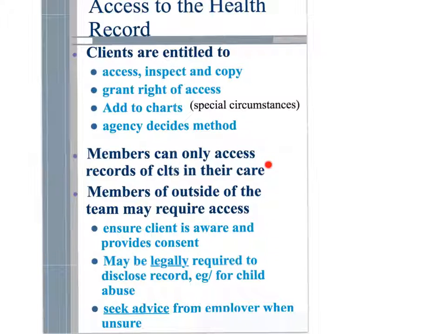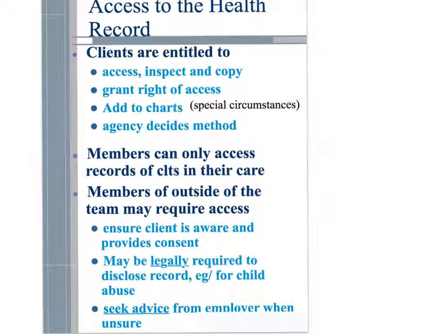As stated before, you are only allowed as a nurse to access the records of care of the people that you are actually caring for. Nobody else. You can't look at a neighbor's stuff. You can't look at family member stuff. You can't look at the fellow that you cared for last Christmas to see how things are going.